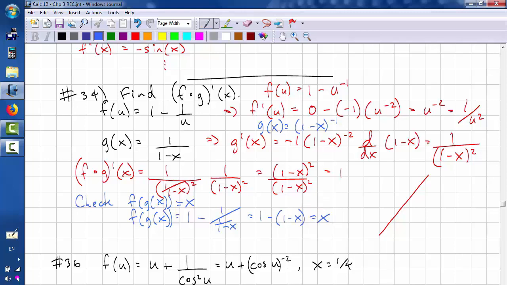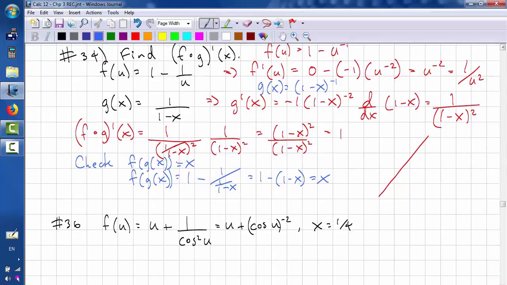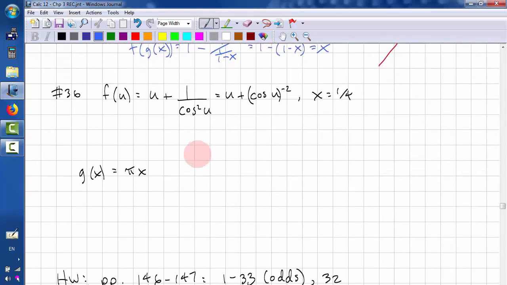Okay, let's look at another problem. So we have the same thing. We have two different functions. f of u equals u plus 1 over cos squared u, and we have g of x equals pi x. It's best to rewrite this: u plus cos u to the power of negative 2. And we're going to evaluate this at x equals 1/4.